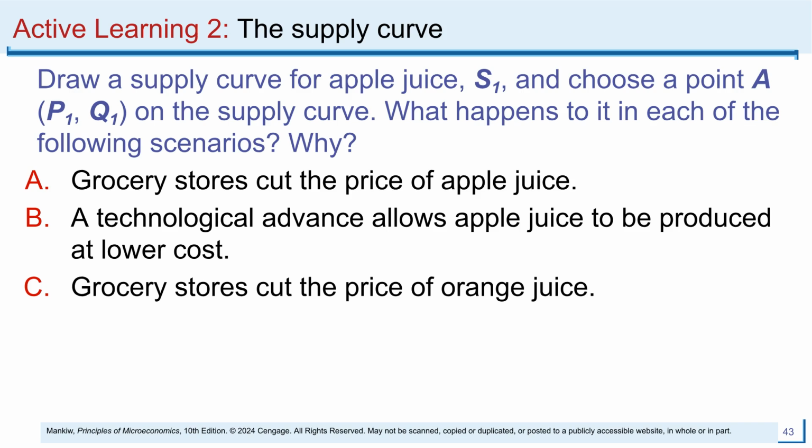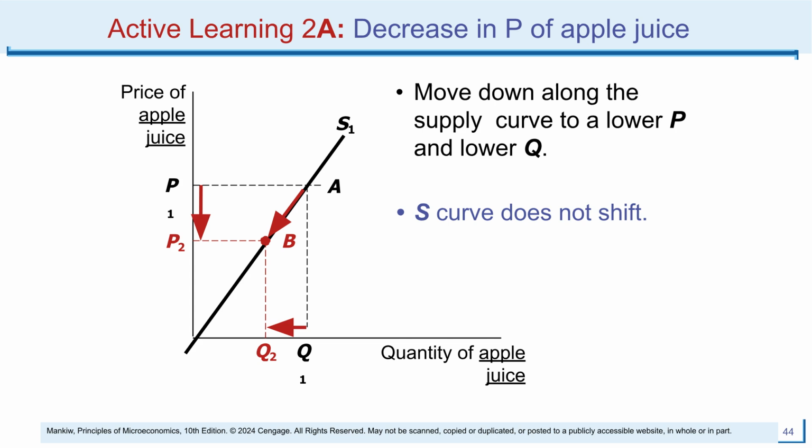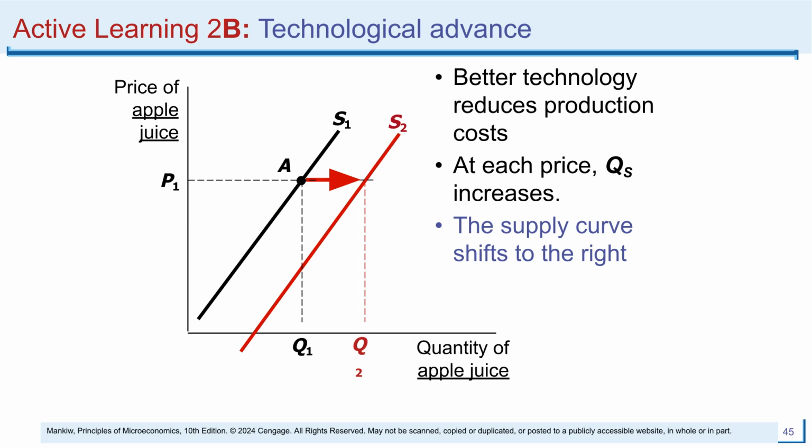Suppose we have a supply curve for apple juice. How would various scenarios affect this curve? If grocery stores cut the price of apple juice, we see a movement down along the existing supply curve. There is no shift in the curve itself. Finally, if a technological advance reduces production costs for apple juice, the supply curve shifts to the right, as producers are now willing to supply more at every given price.